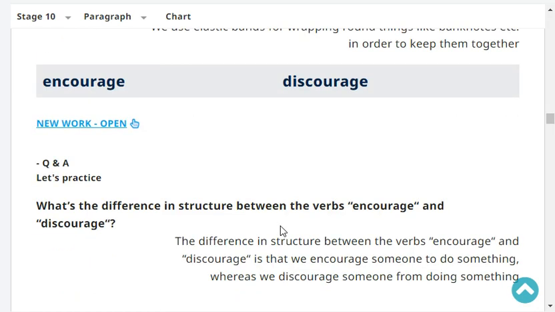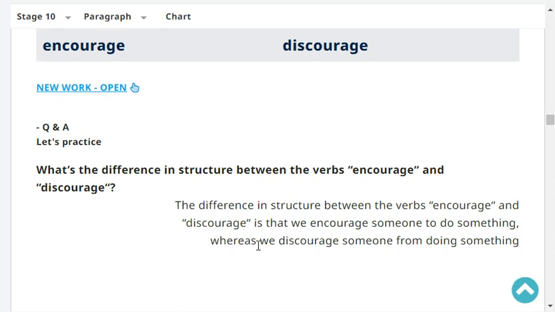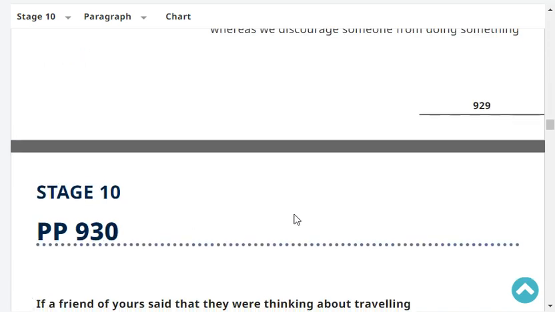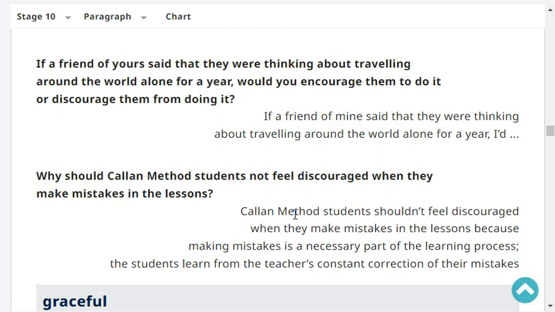What's the difference in structure between the verbs encourage and discourage? The difference in structure between the verbs encourage and discourage is that we encourage someone to do something, whereas we discourage someone from doing something. Right.